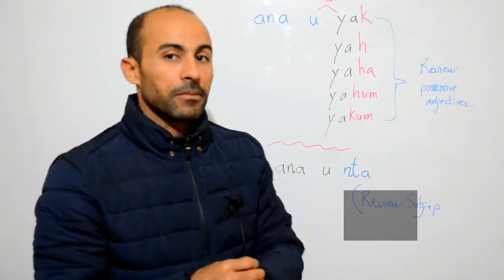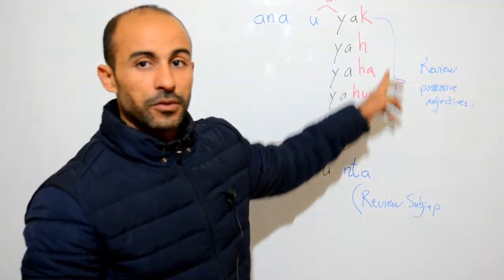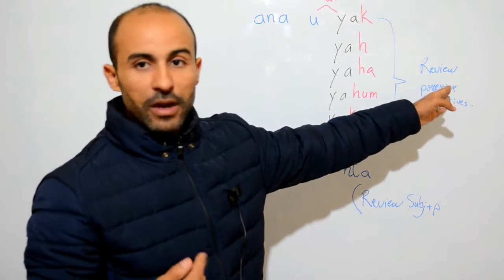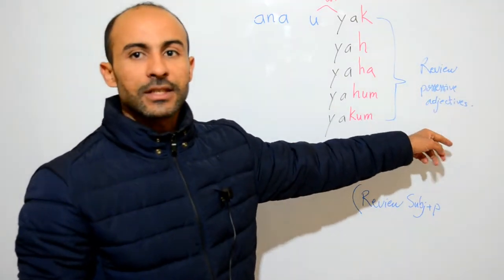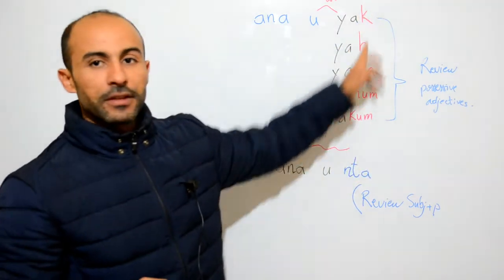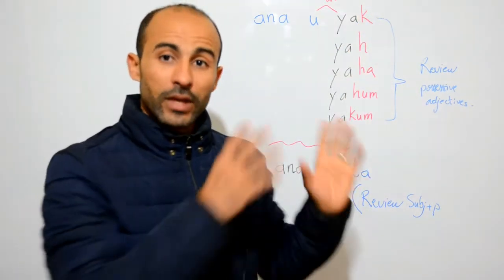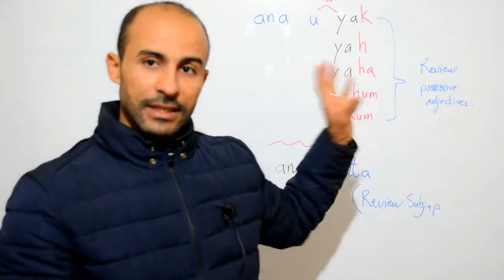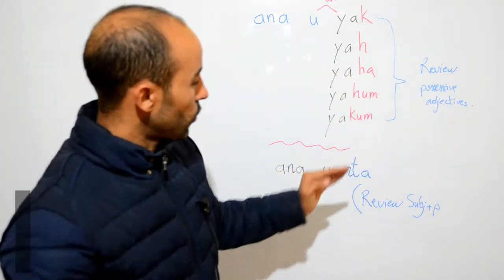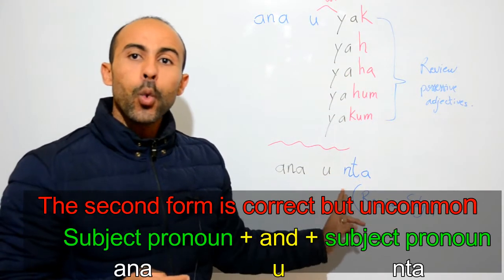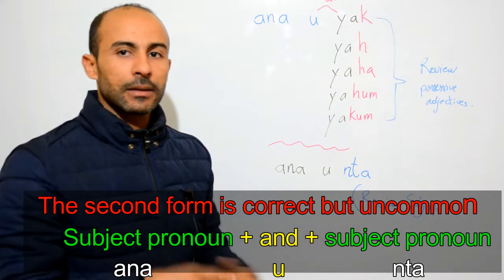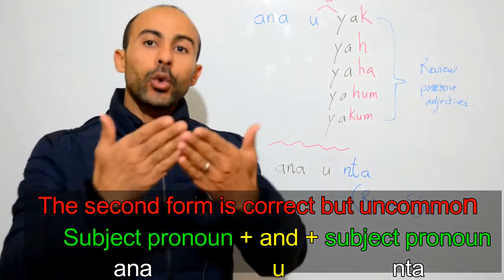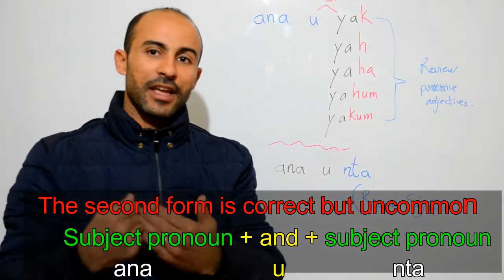Okay? So, as I said, if you don't remember this, just go to my video where I taught possessive adjectives and you will find these suffixes. We can see this form, there are two forms. We can use this one, or we can say Anna, u, nta, which means I and you.